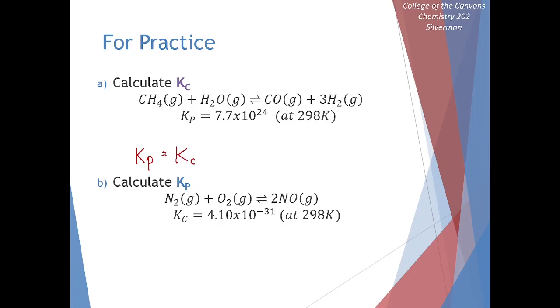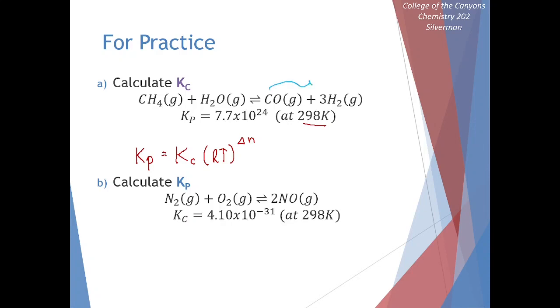We can use our equation. Kp is equal to some number. Kc is the one we're trying to find. R, we know. The temperature, we tell you, is 298 Kelvin. Delta N, let's figure out delta N.